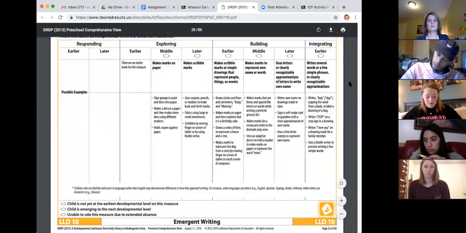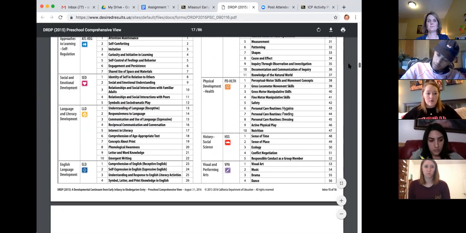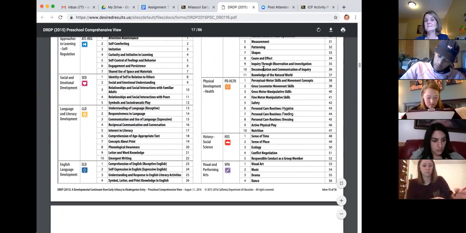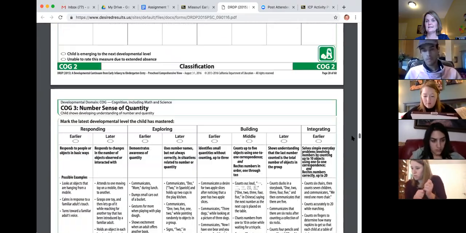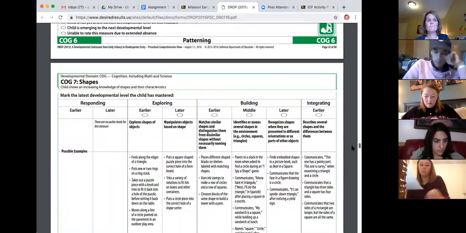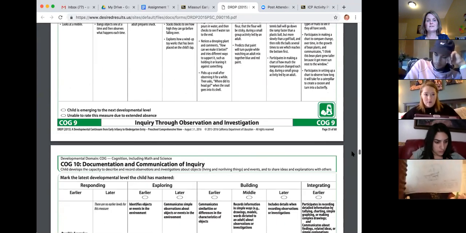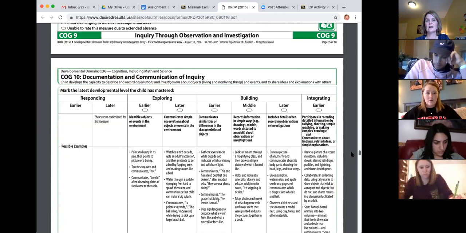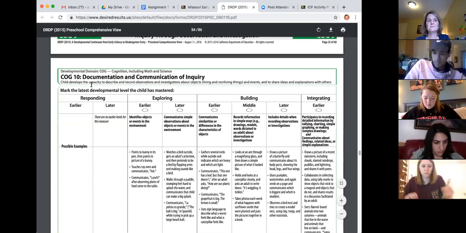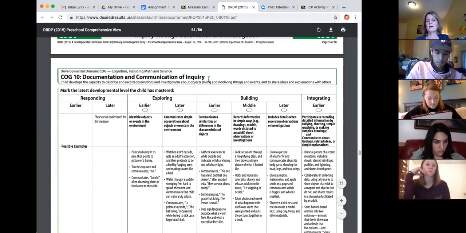Oh, I'm looking for, hold on, I may have to go back up here. Okay, so I'm looking for documentation of communication, documentation and communication of inquiry. So that's on page 36. It's green. It's a cognition. This is the standard where if you're doing charts and graphs of any kind that you would use. So the child develops the capacity to describe and record observations and investigations about objects.